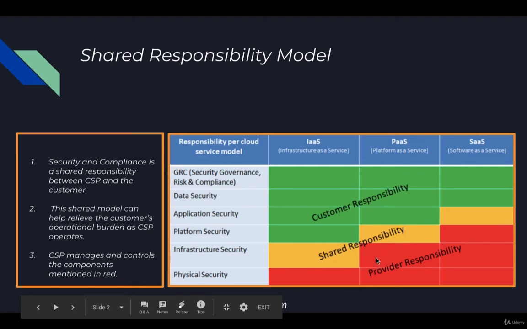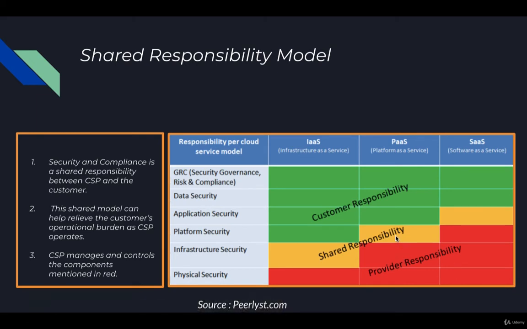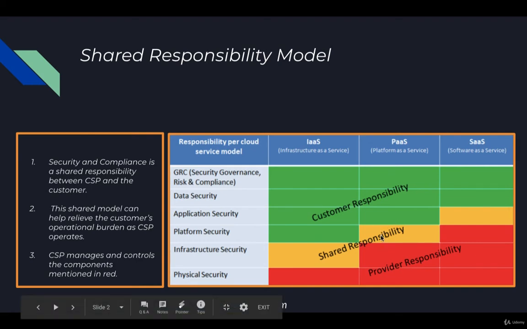And in case of platform, similarly, the infrastructure becomes the responsibility of the cloud provider or CSP. In case of platform as a service, having a platform is a shared responsibility. Like if you get an RDS instance or a database, giving you a base infra where you can have your database setup is the responsibility of the CSP. But then having the proper access control onto the database, integrating your database with the Active Directory, that is your responsibility or a shared responsibility.